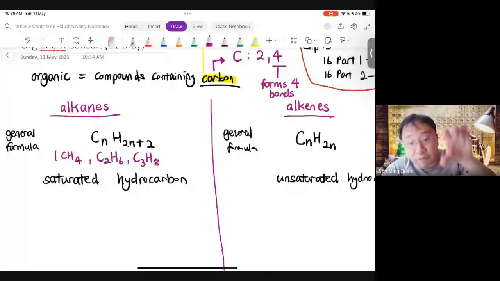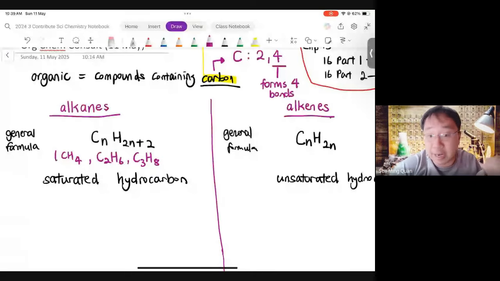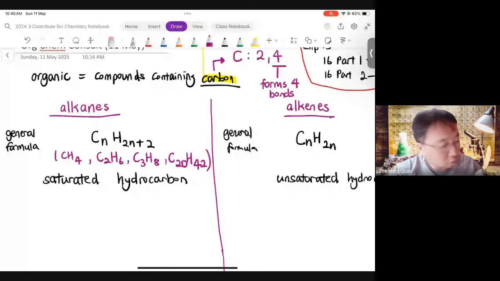I can give you different options and ask you which one is an alkane. To work it out, you need to figure out that it fits CnH2n+2. And we need not stop there. Alkanes are a big family. You could have something like C20H42, for instance. It's also an alkane, where n equals 20. We substitute n equals 20, and that's how you get 42 for the hydrogen.